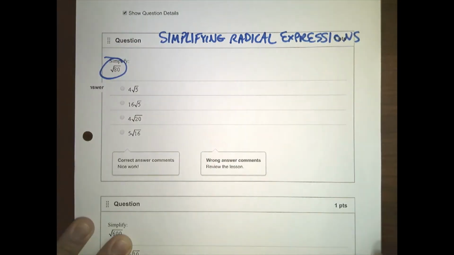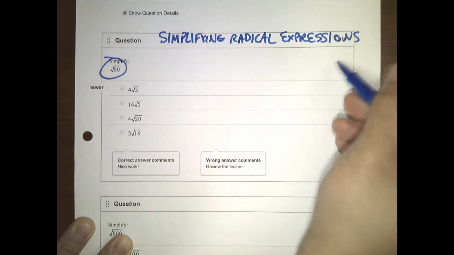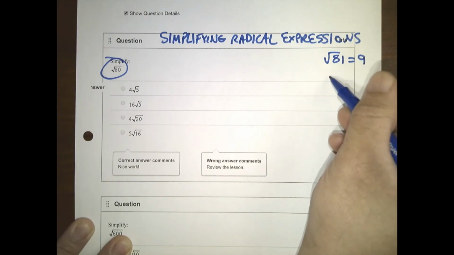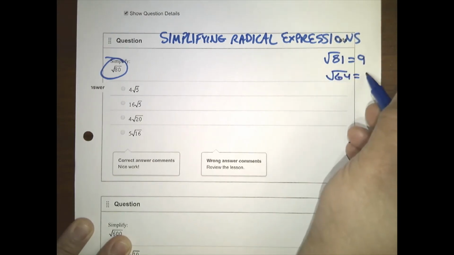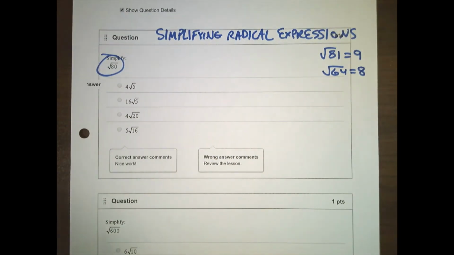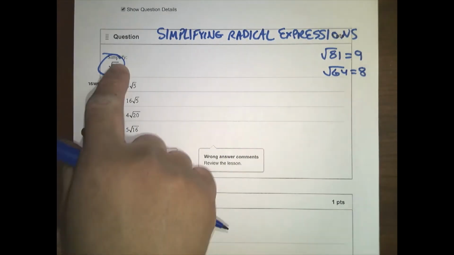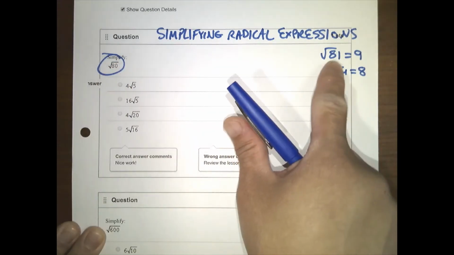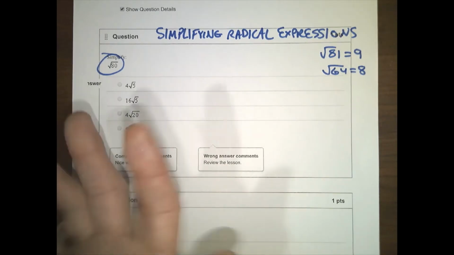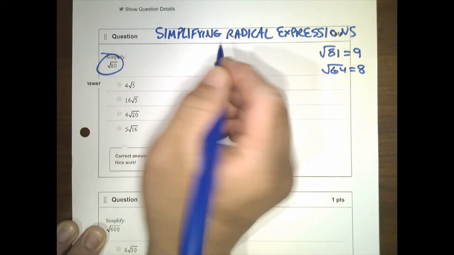Now, think about this: if we had the square root of 81, we would know that that was 9. And if we had the square root of 64, we would know that that would be 8. But we really don't know what the square root of 80 is, right? So we either have to simplify it, or we need to just find an estimate, saying it's between 8 and 9 because 80 is between 64 and 81. But without knowing much else, we can't do anything, right? So here's how we would simplify these.